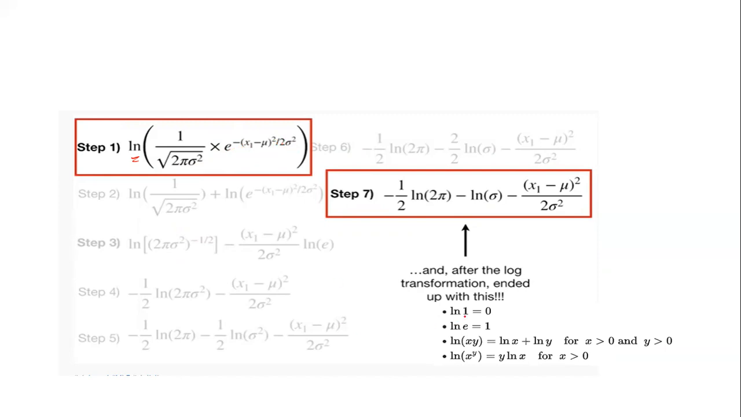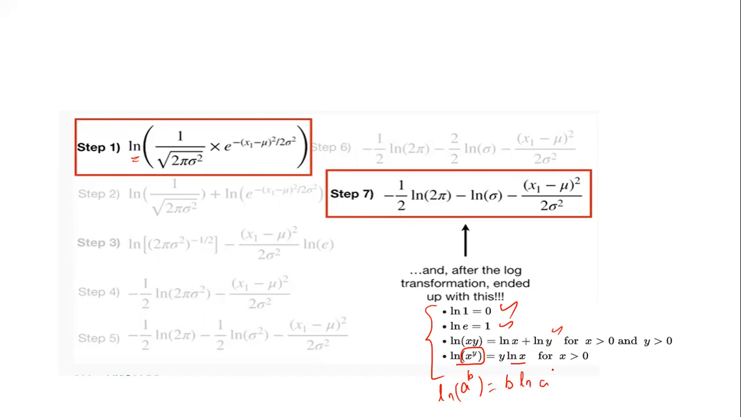So here is some basic info on natural logarithm. Natural log of 1 is 0. Natural log of e is 1. Natural log of x into y is natural log of x plus natural log of y. Natural log of x to the power y is y log x. So if anything is of the form a to the power b, and you take the natural log of that, it is b into log of a, right?